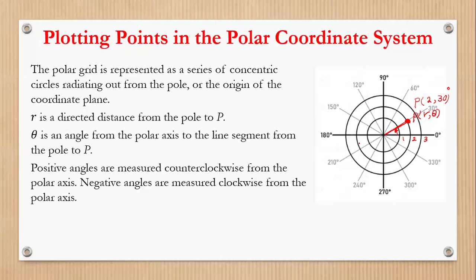For example, if I have a point over here and I want to find the coordinates of this point, since it's on the third circle, the radius is 3, and theta, or the angle that is created by this line from the x-axis, or this angle, is 210. So 3 and 210 degrees. These are the coordinates of the points on the polar coordinates.